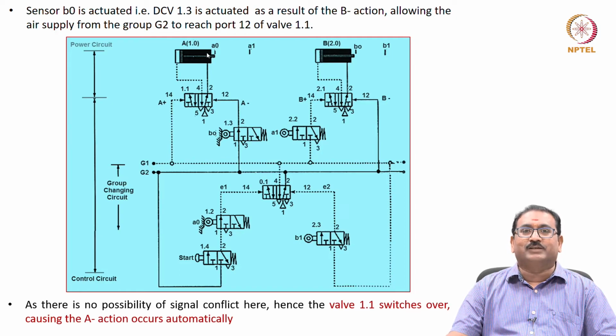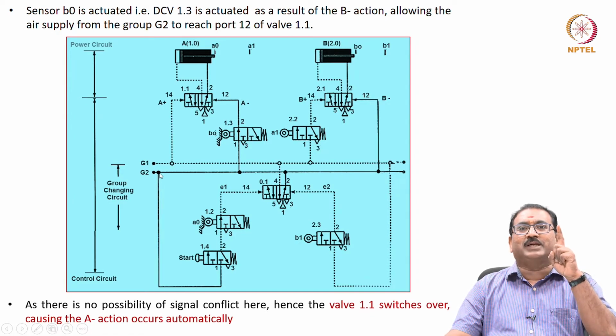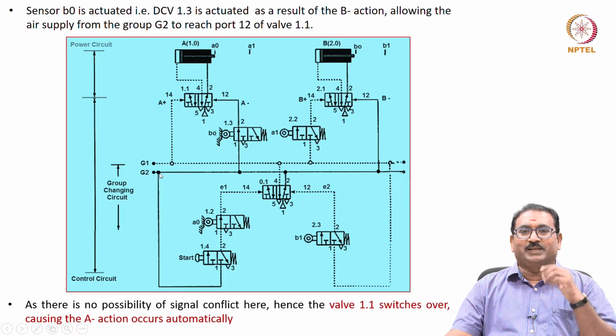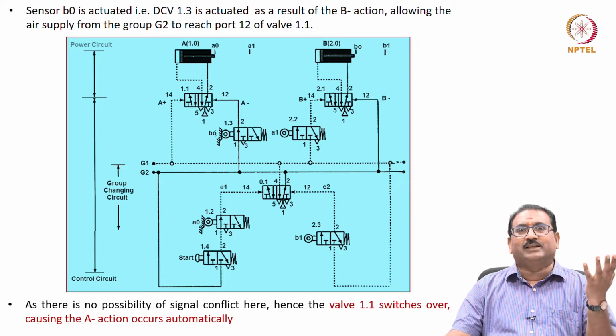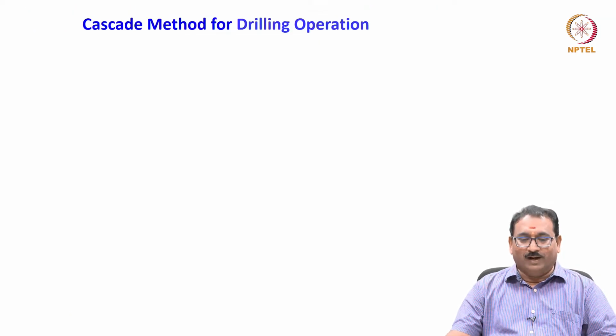See friends how it is. When I group A plus, B plus in the G1 group, and A minus, B minus in the G2 group, at any instant of time only one group is active. Based on this, you will never get signal conflicts in the cascade method. Now let us see one more example very quickly, drilling operations.